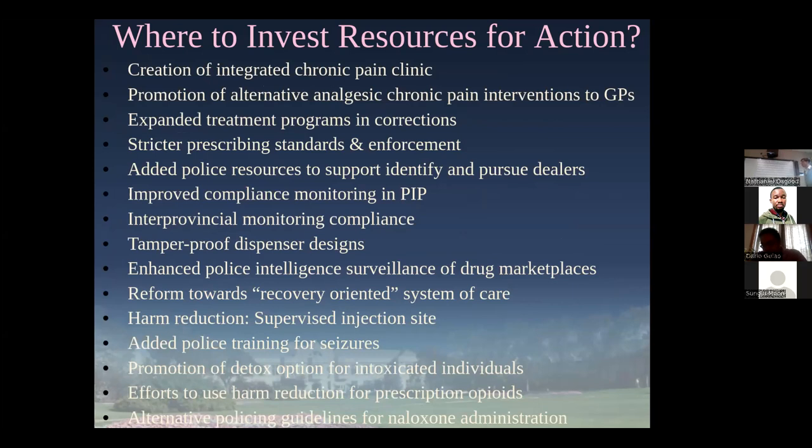Same thing with opioids, right? To what degree will we be helped by creation of an integrated chronic pain clinic, for example, or promotion of alternative pain management strategies, or expanded treatment programs for those in corrections or those temporarily detained by police, or stricter prescribing standards and enforcement, finding people sooner who might be abusing drugs? So do we need added police resources to identify and shut down dealers of fentanyl and the most dangerous drugs? Should we legalize drugs across the board or decriminalize them? Should we try to improve compliance for the prescription monitoring programs, or invest in tamper-proof designs for dispensers of opioids, for example.